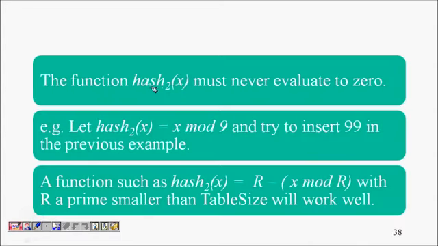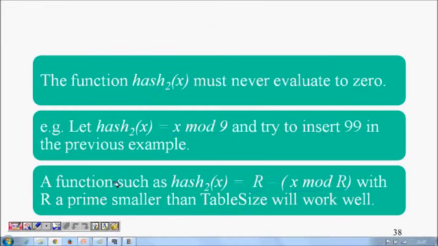The hash function hash2(x) must never evaluate to 0, because we know that h_i(x) is i times hash2(x). If your hash2(x) somehow evaluates to 0, then there is no point in evaluating 2 times hash2(x), 3 times hash2(x), because all of them will be 0. For example, if hash2(x) is x modulo 9 and we try to insert 99, it will become 0, and then there will be a problem. A function like R minus x modulo R, where R is a prime number less than the table size, works well.